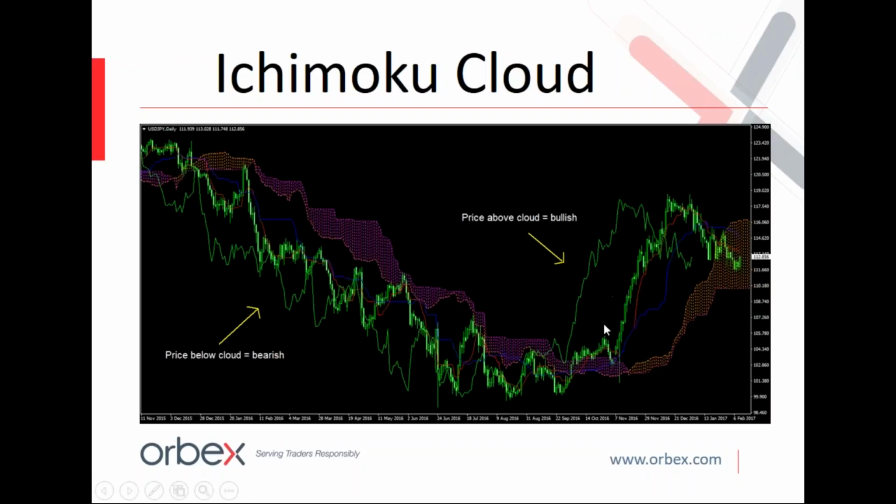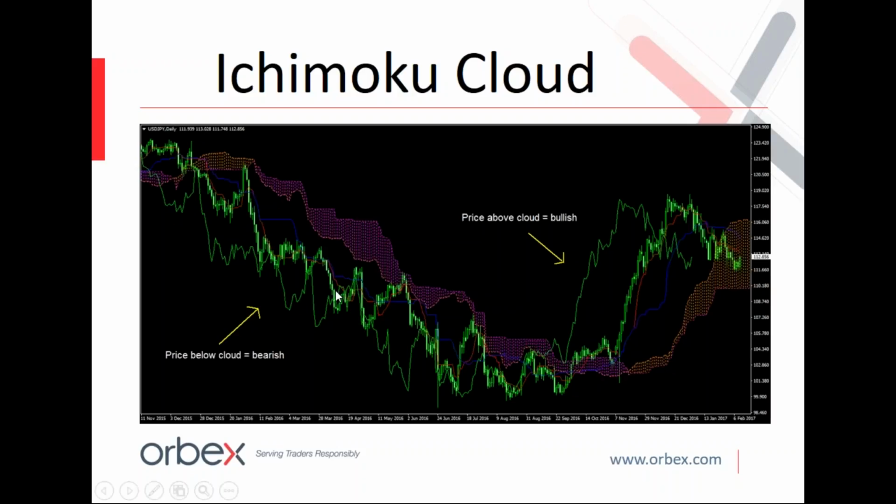And then when price is above the cloud, as we can see here, this is classed as bullish. Now furthermore, when the cloud has turned pink and price is below the cloud, then this shows that the trend is strongly bearish. And when price is above the cloud and the cloud has turned orange, this shows that the trend is strongly bullish.